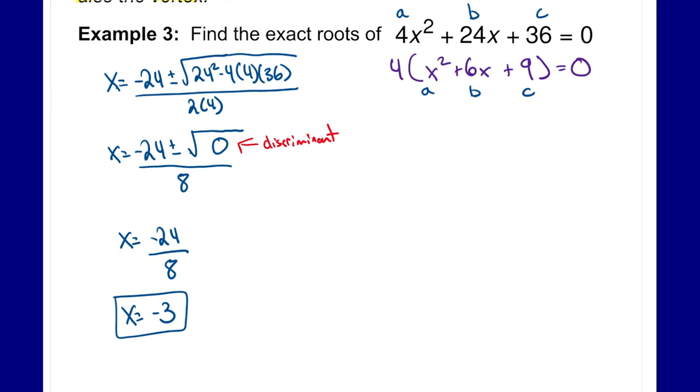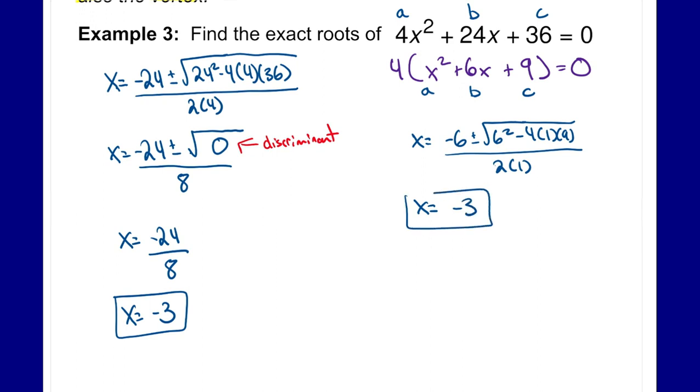It would still give you the same answer if you went through and did x equals -6 plus or minus the square root of 6 squared minus 4 times 1 times 9, divided by 2 times 1. You would still get the same answer in the end of x is equal to -3. So either way you choose to do it, if you like working with smaller numbers, you could look at common factor first. In this case, you'll still get the same answer when you use the quadratic formula.